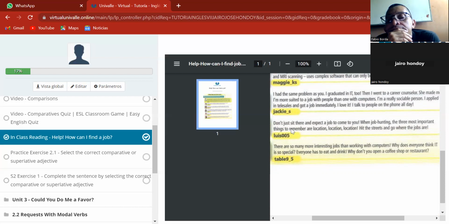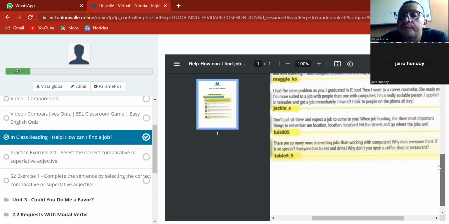When job hunting, the three most important things to remember are location, location, location. Hit the streets and go where the jobs are. Okay. The last one.